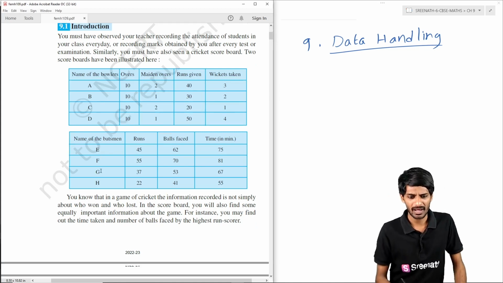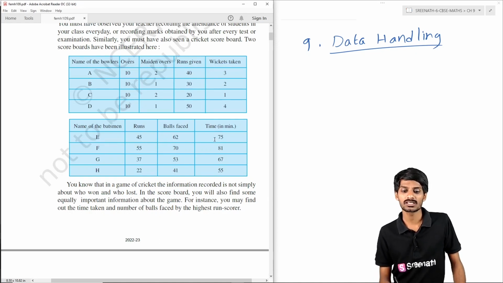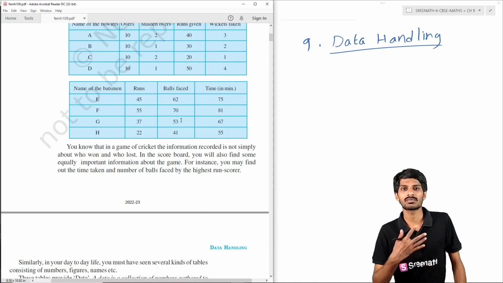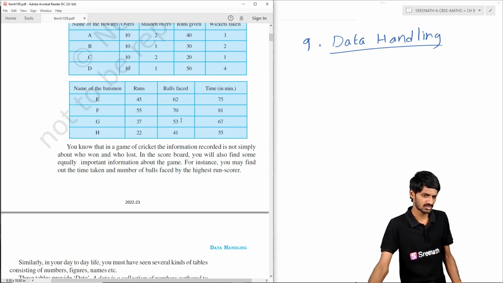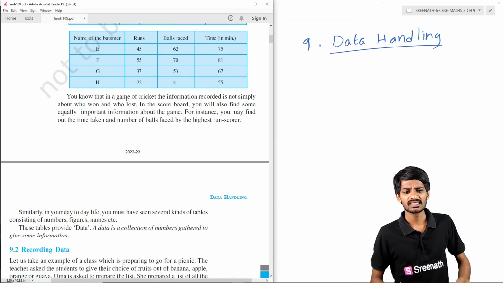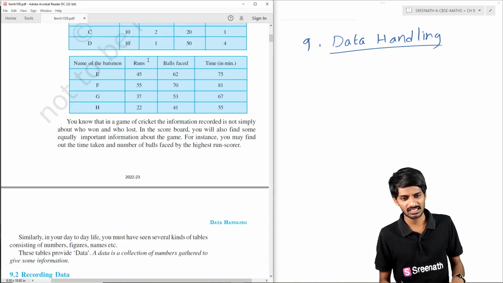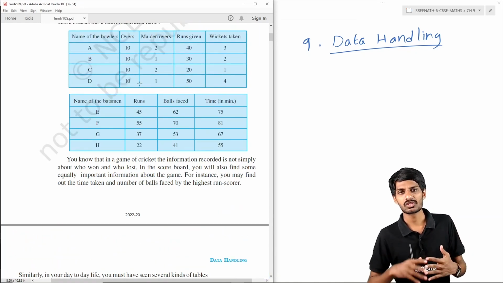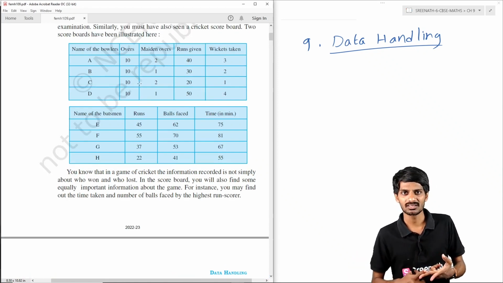And about the batsmen also the same, how many balls they have faced, how many runs they have hit, and how much time they have taken to score that much score, like that, students. So in the game of cricket, students, the information is recorded. If you observe here, all this information is recorded. So how the information is recorded, how the information is organized, how to interpret the information.